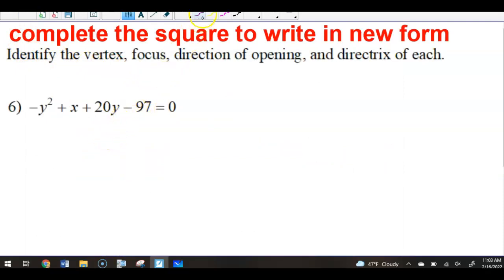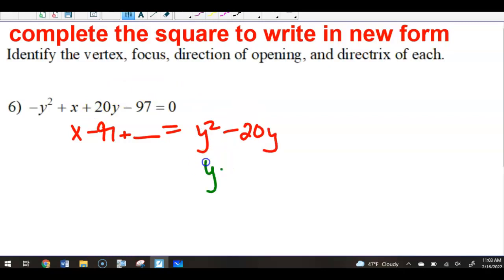I don't think we did this one yet. I'm going to move the squared term over to the other side so that it's positive. So I will leave the x and the -97 over here. Maybe we already did this one. And then I'm going to add the y squared and subtract the 20y over to the other side. Then we only need to complete the square on this side, so we take half of this and get -10. And we square it and get 100.